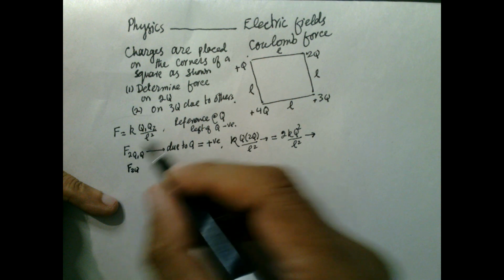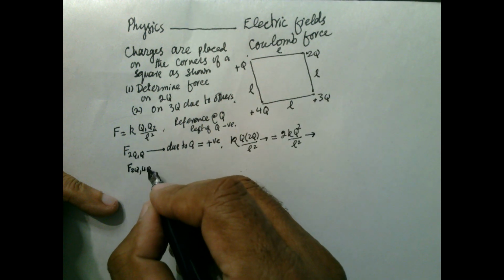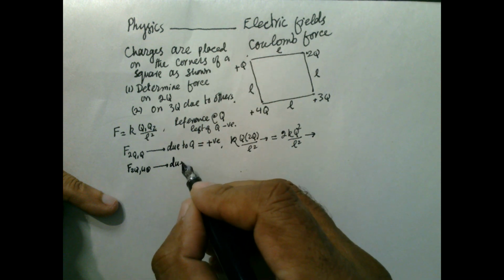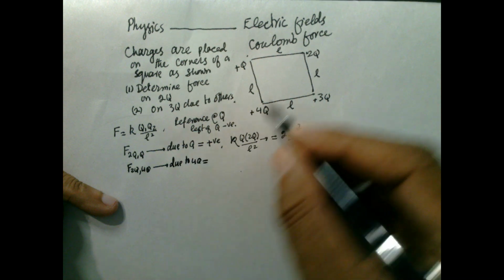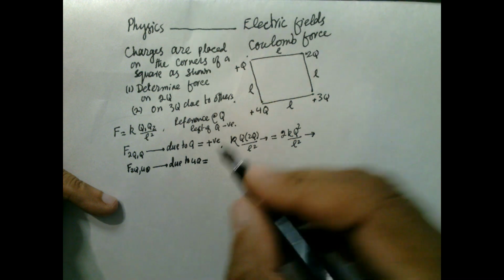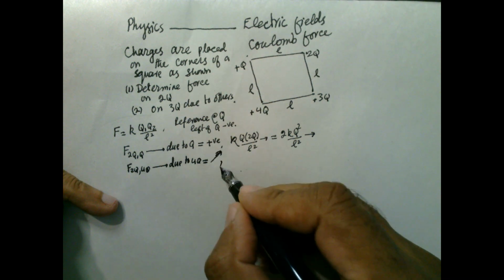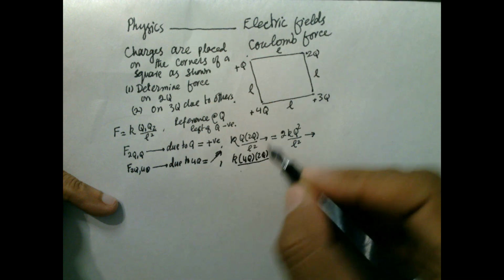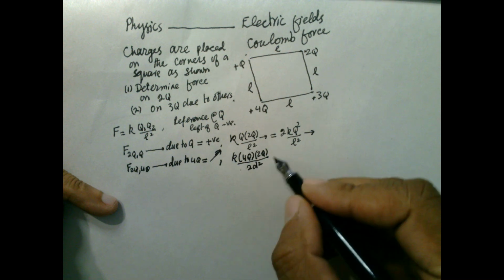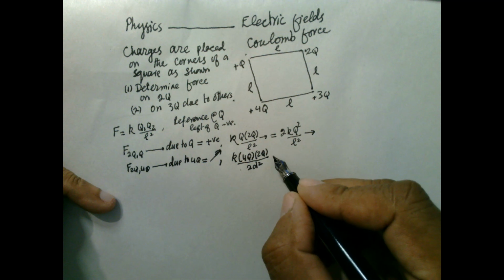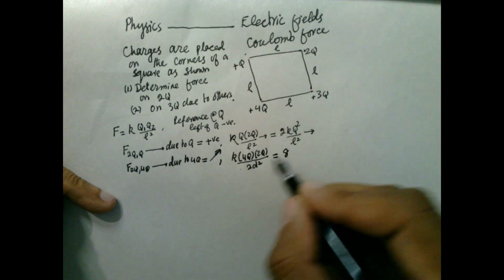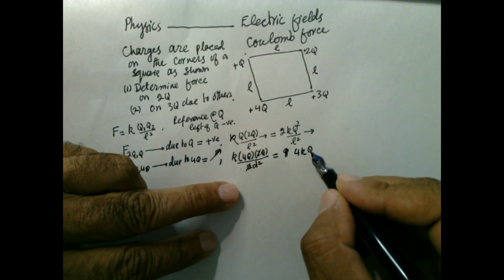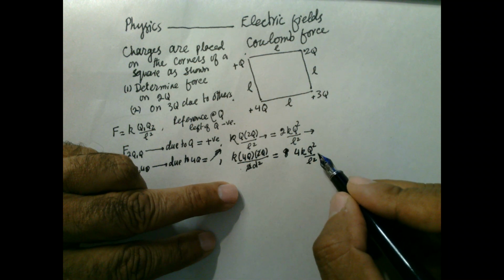Now the force on 2Q due to 4Q. This is positive, this is positive, this will repel, so it goes up in this direction. So the value will be K, 4Q into 2Q over the distance, which is 2L square. So this will be 8 over 2, that will cancel to 4. So 4KQ square over L square. It is in this direction.